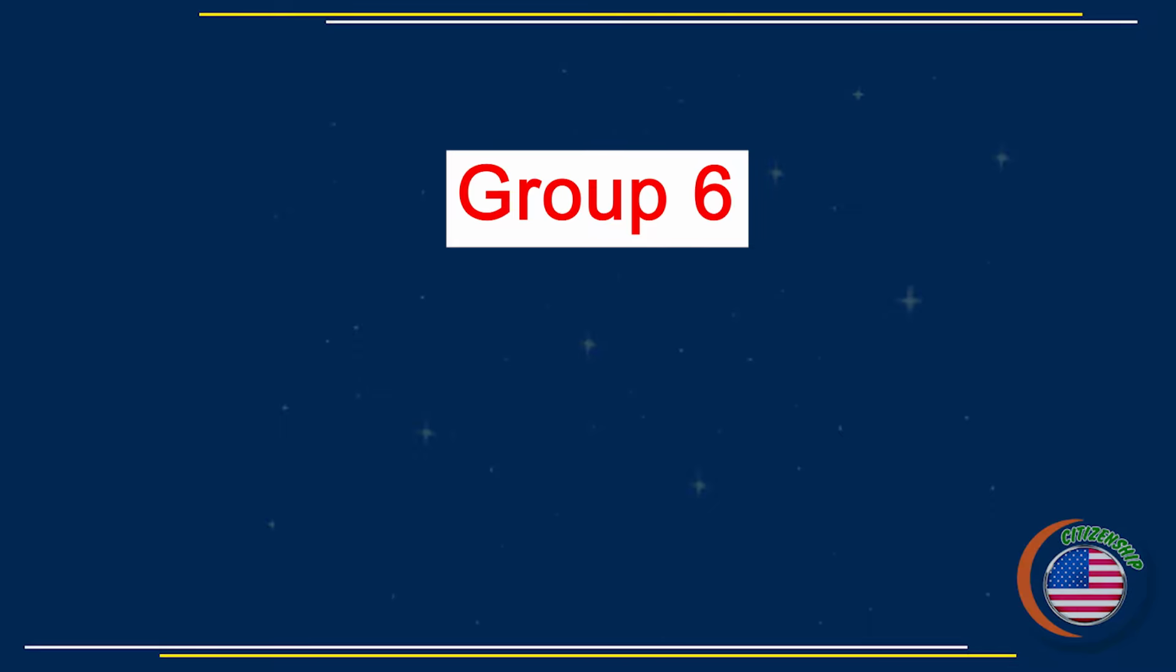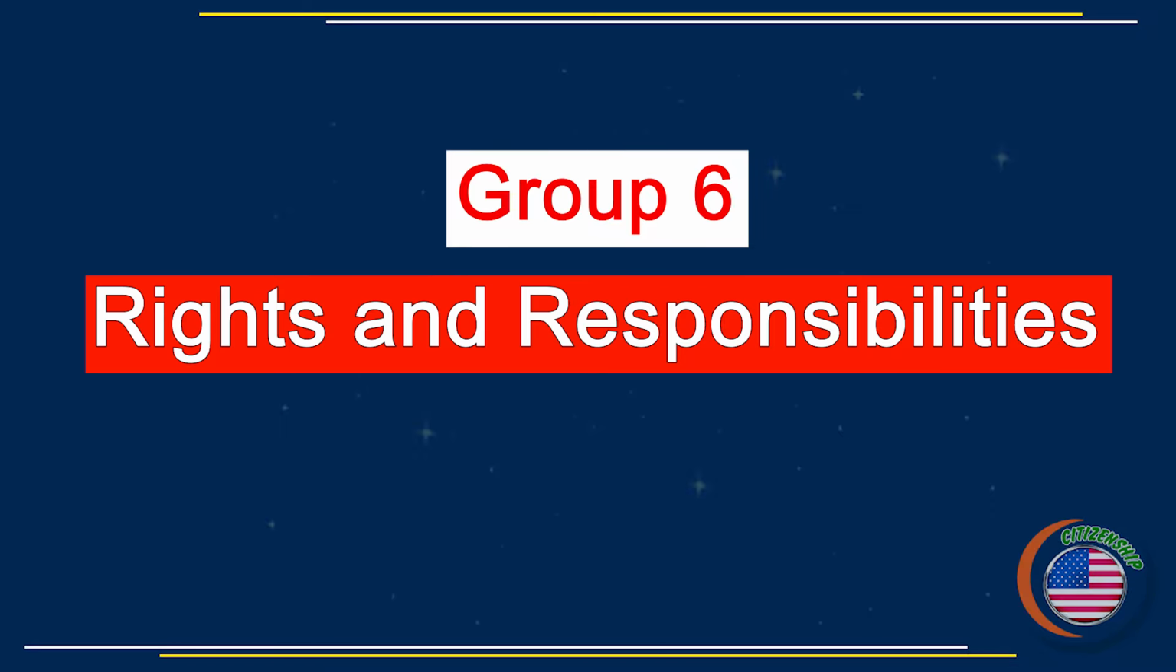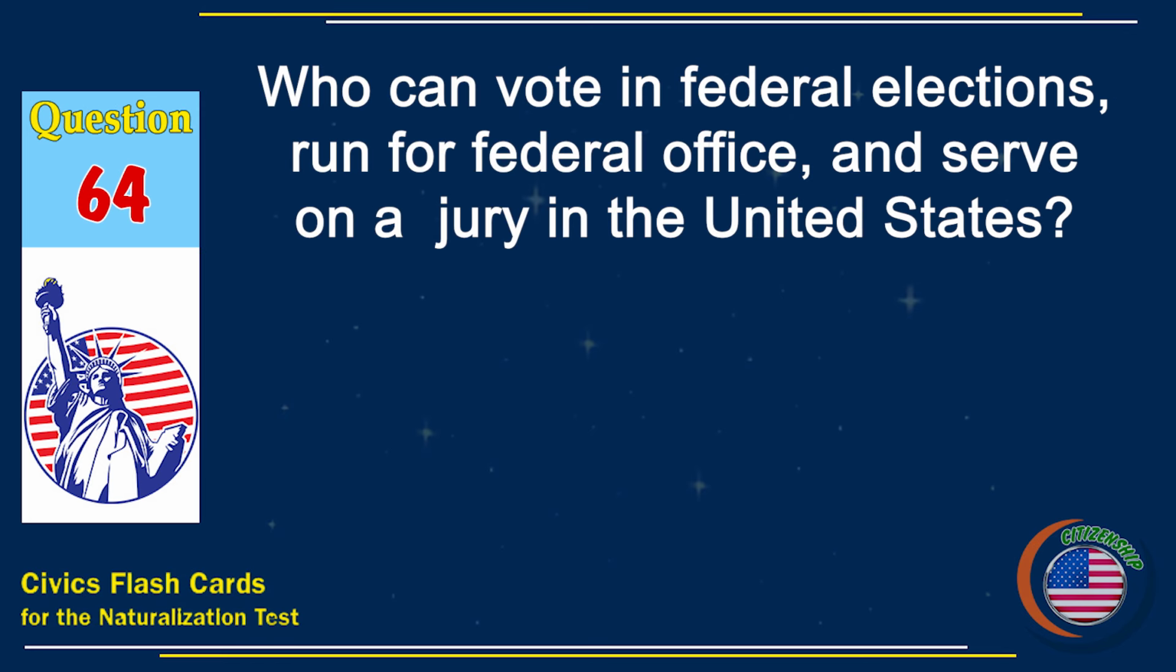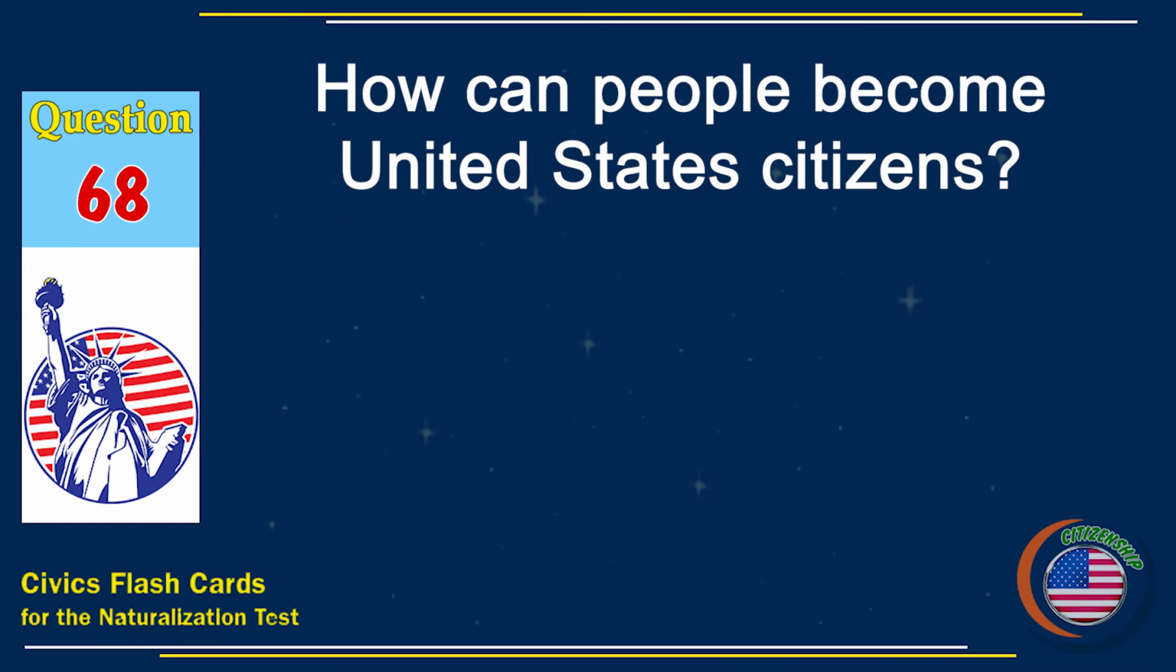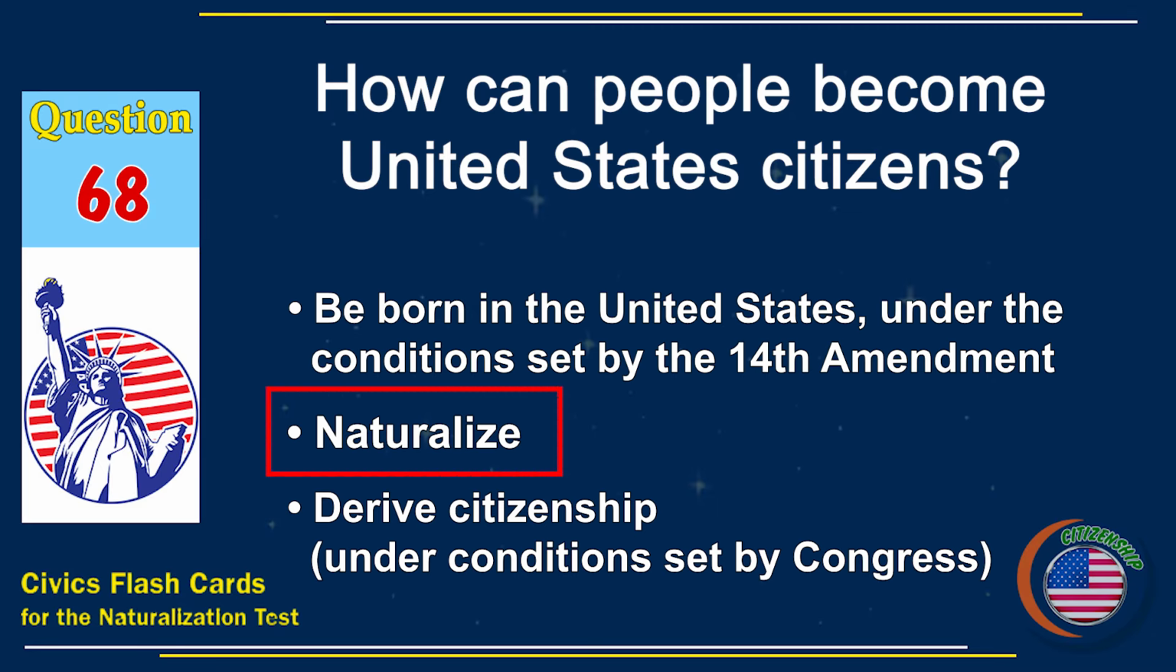Group 6. Rights and Responsibilities. Who can vote in federal elections, run for federal office, and serve on a jury in the United States? U.S. citizens. How can people become United States citizens? Naturalize.